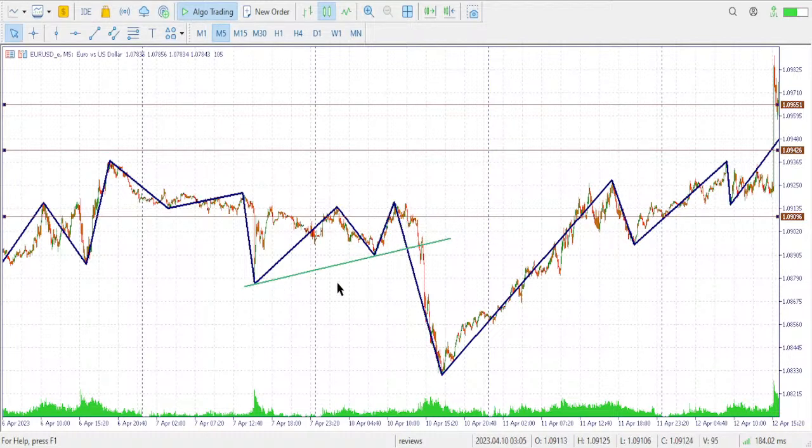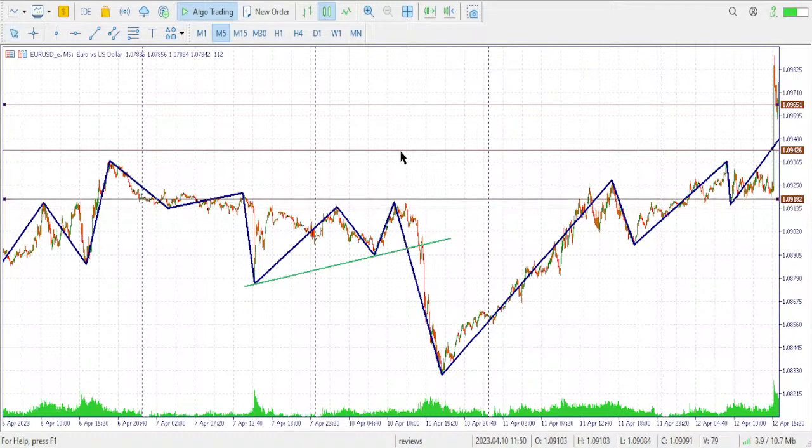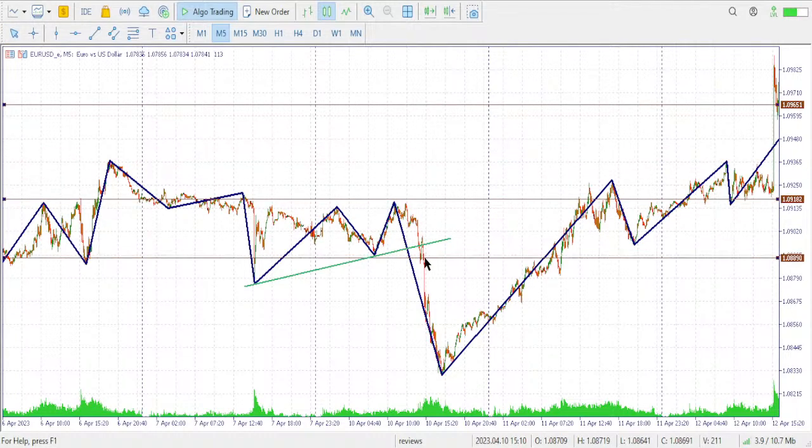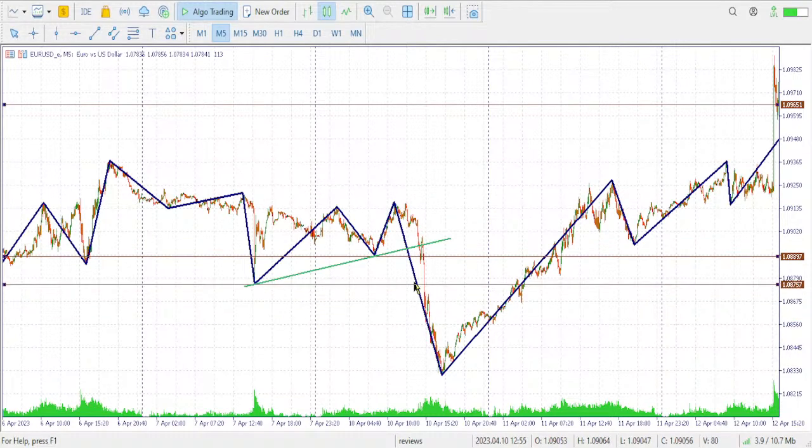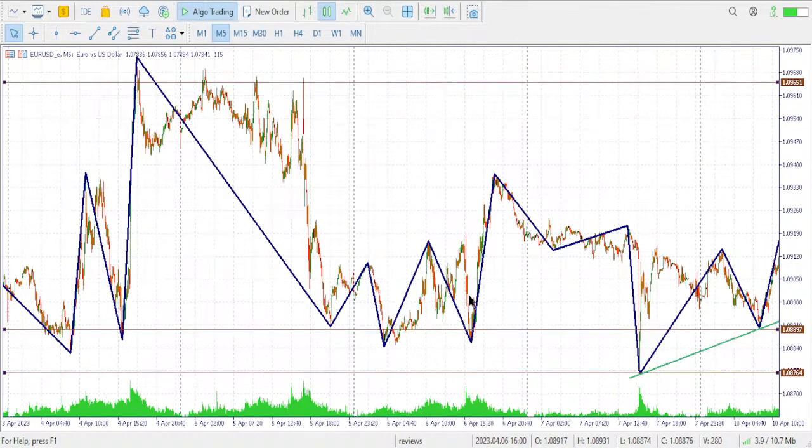So we have a support. There is a break below. The price continued downwards. So if you took a sell here, your stop loss should be at the high of this candle. The first take profit is this one. The next one is this one. So you can also see in this case that the price indeed still went as we wanted it. The first target was hit, the second one was hit at the same time.